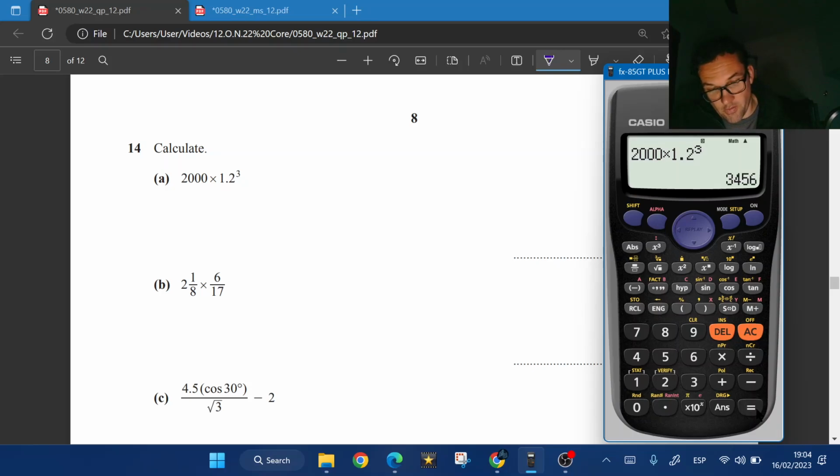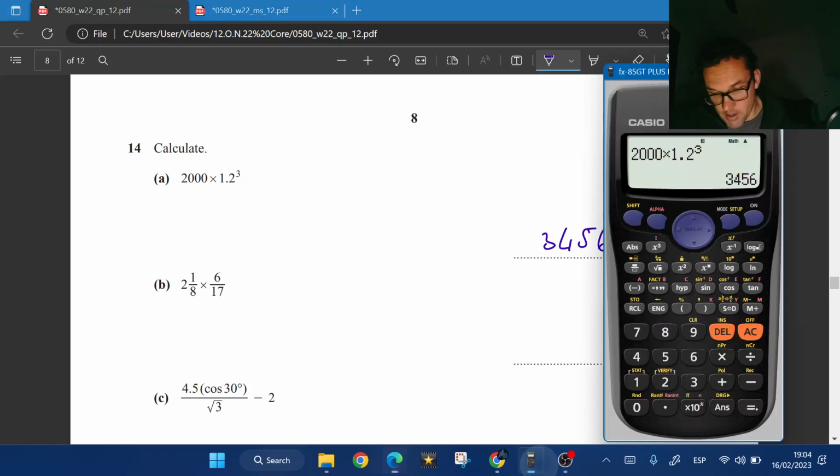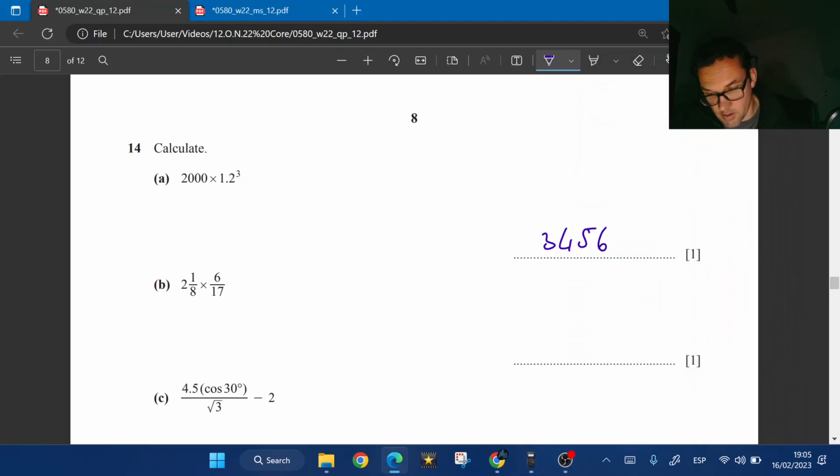There we go, 3, 4, 5, 6. Nice. 3, 4, 5, 6. Next one, make sure you know how to use all the buttons in your calculator. For this one, you'll press Shift, fraction button, 2, 1 over 8 times 6 over 17. 3/4 it is.